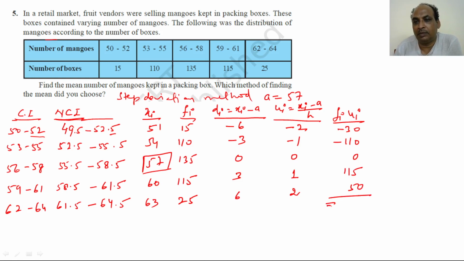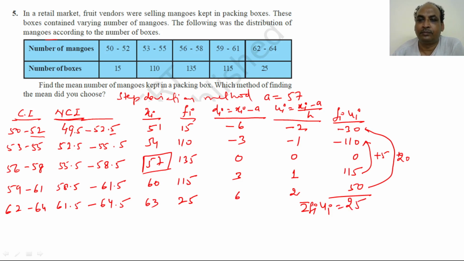Now we will go for sigma fi ui. Sigma fi ui is equal to, see this, 115 plus minus 110 will give plus 5. 50 minus 30 will give us 20. Right? 0 is as it is. So 20 plus 5. So this plus 20, this is also plus 20 plus 5. So it is 25. Right? Okay.